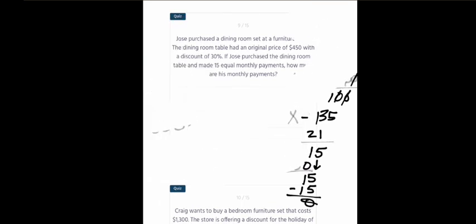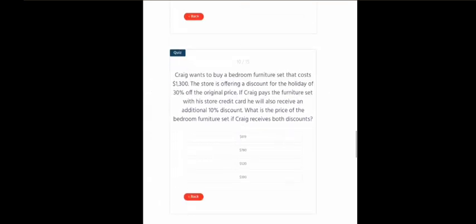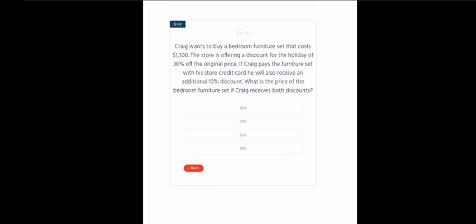Oops, sorry. The next one is pretty similar. But this one has 2 discounts, actually. This one is completely different, I'm sorry. Alright, let's read it. Craig wants to buy a bedroom furniture that costs $1,300. The store is offering a discount for the holiday of 30% off the original price. If Craig pays for the furniture set with his store credit card, he will also receive an additional 10% discount. What is the price of the bedroom furniture set if Craig receives both discounts?